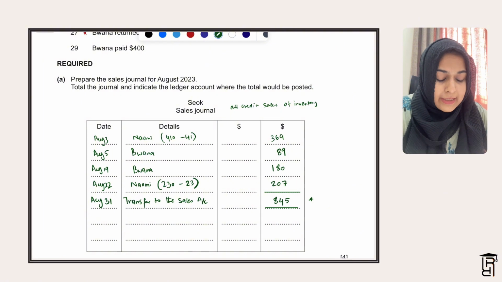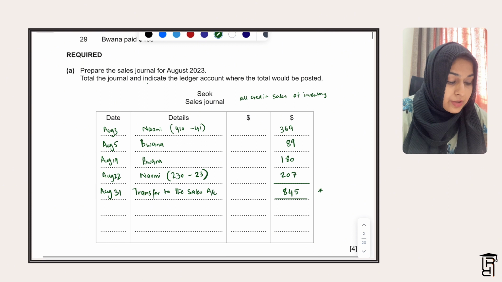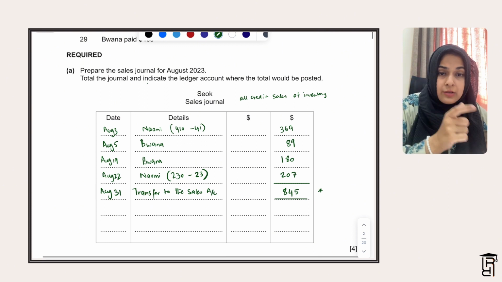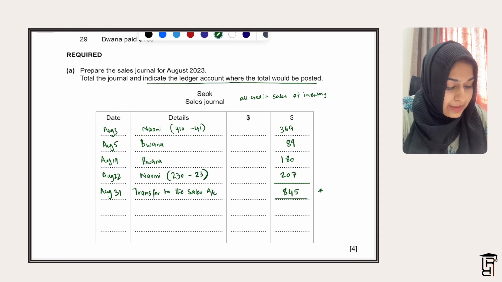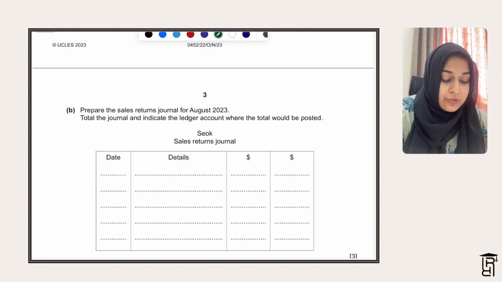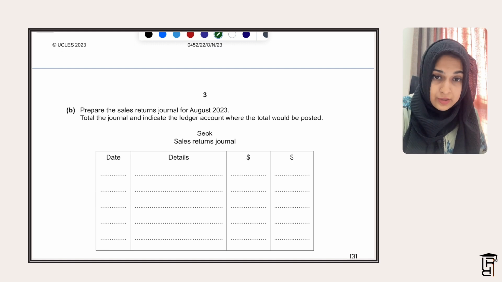So in the next part, in the question they said indicate the ledger account where the total would be posted. So this is where you post the total of the sales journal, in the sales account. Okay, in the next part, again they are saying prepare the sales returns journal for August 2023, total the journal and indicate the ledger account where the total would be posted. The total of the sales returns journal will be posted to the sales returns account.